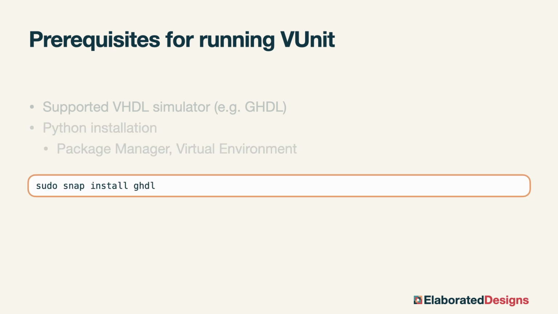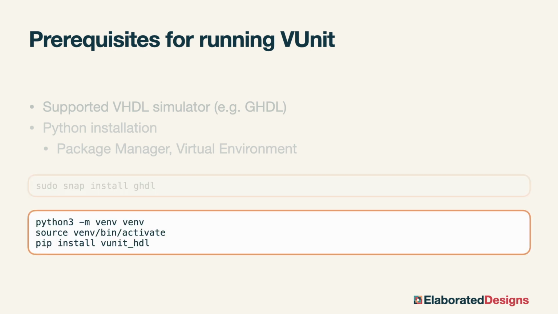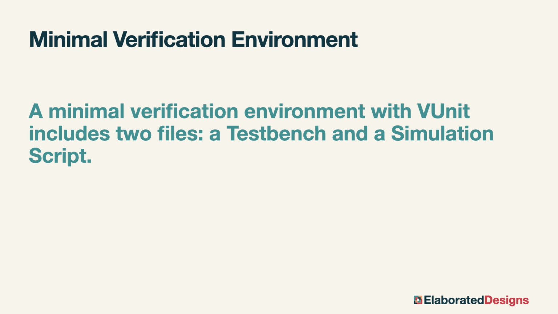In Ubuntu 20.04, we can install GHDL using the Snap package manager. Once we have our simulator, we can install the VUnit Python module. The recommended way to do this is within a Python virtual environment. We can do this from the terminal by moving into the folder where we'll run our simulations and using the commands shown here. We are now ready to create our verification environment.